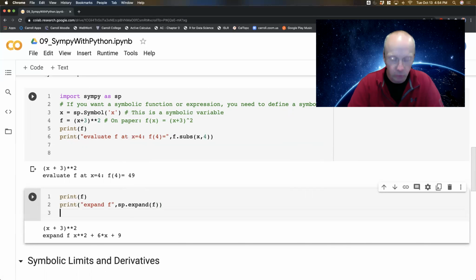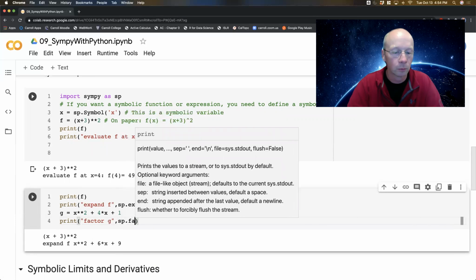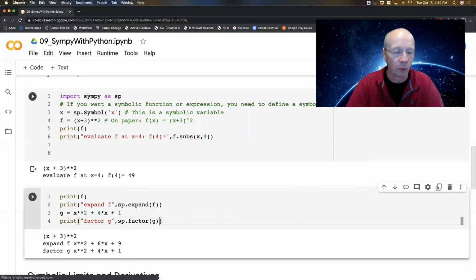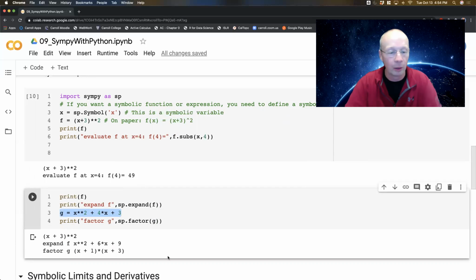Okay, well, here, let's do this. I'm going to say g is equal to x to the second plus 4 times x plus 1. Let's see what happens when I do the other way. Let's see what happens when I factor. Well, okay, that one didn't factor quite so nicely, but that one did. X squared plus 4x plus 3, this thing, I just said, hey, factor this symbolic object, and it factored it for me, which is great.